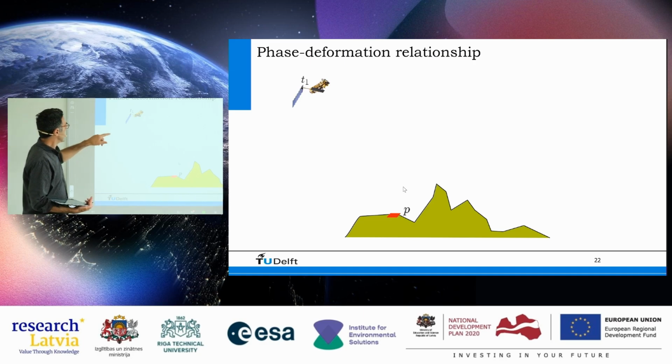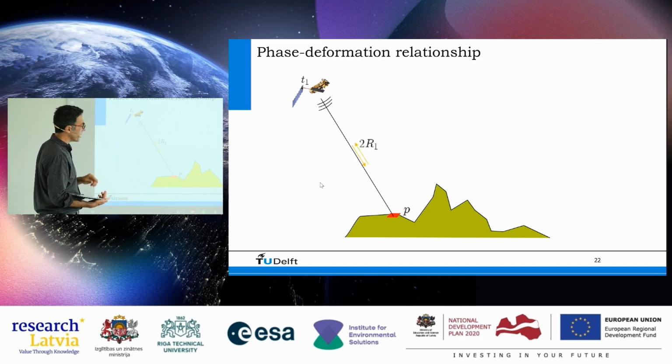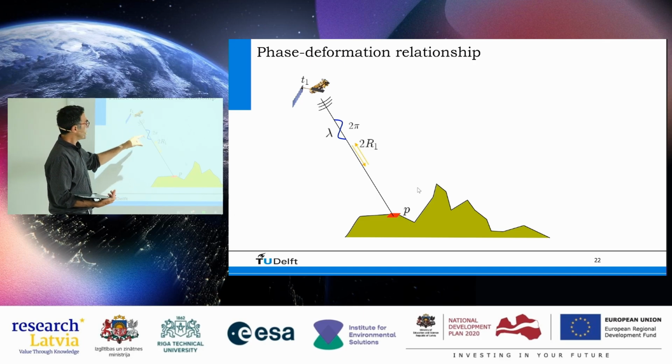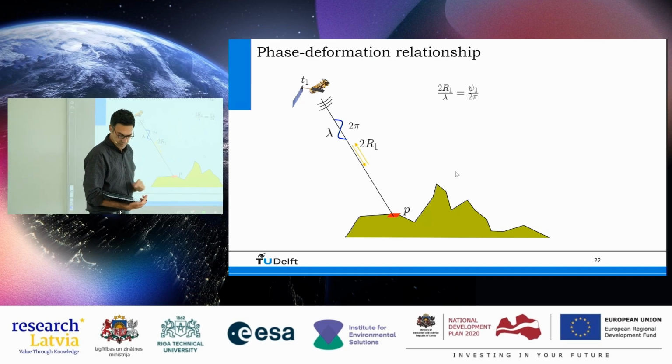The analogy is the same. I have a satellite at T1 in space, and a pixel on the ground over here. There's a distance between them that is called R1. We have to go twice, two times R1. We measure it with a wavelength precision. So the relationship is the same as we had over here, right?